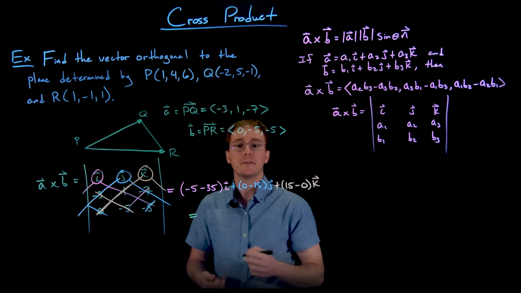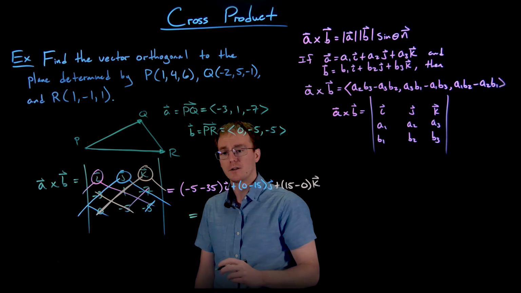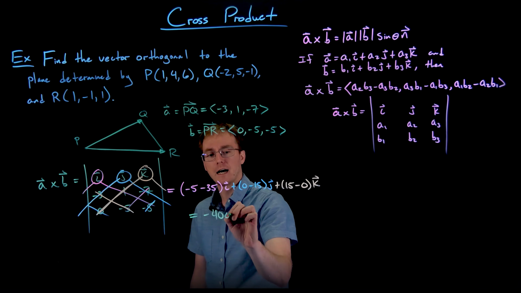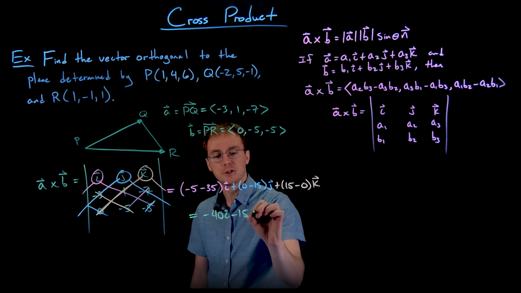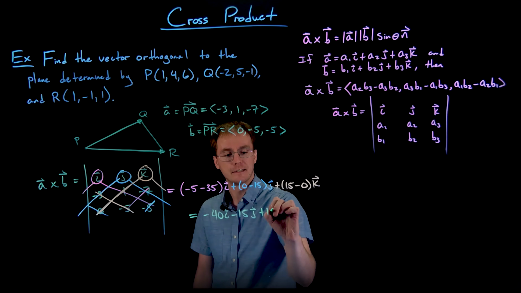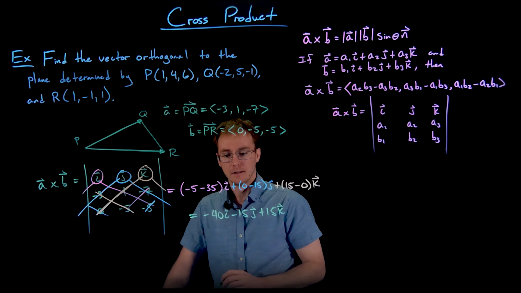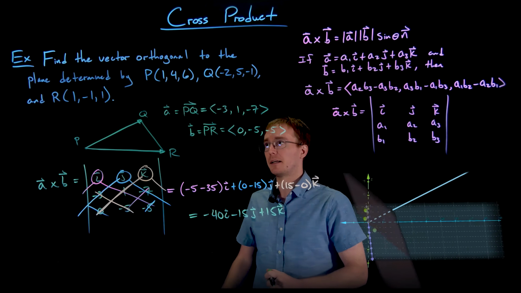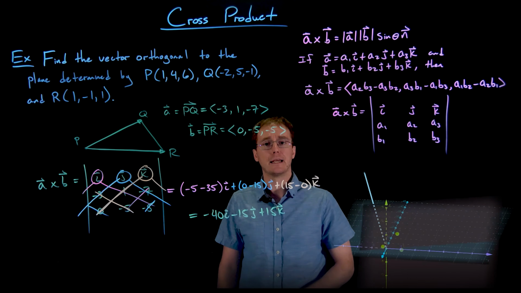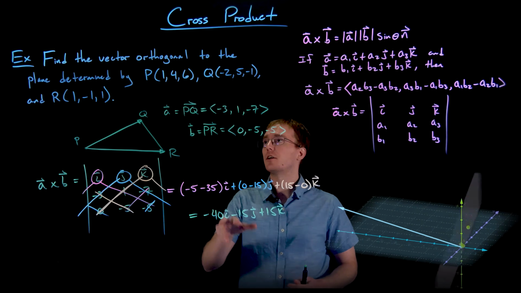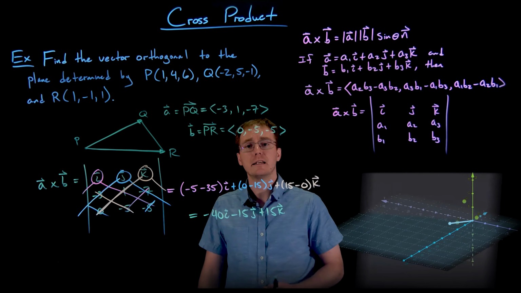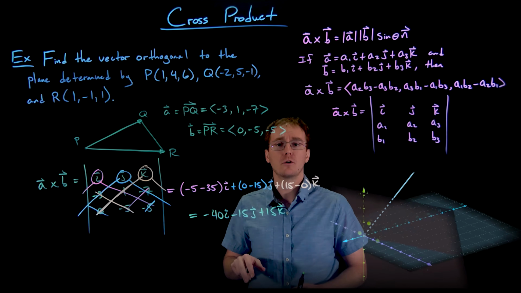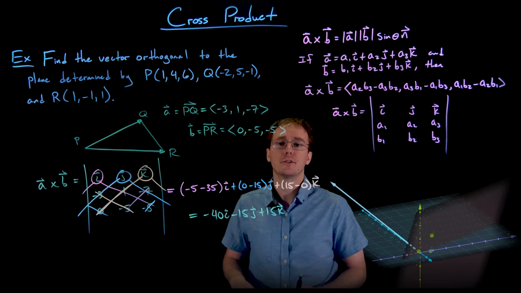So now putting this all together and just simplifying by combining some of these constant numbers together, it looks like our final answer is going to be negative 40i minus 15j plus 15k. That is going to be our vector that is orthogonal to the plane determined by the 3 points given, P, Q, and R. So technically this is not the only vector that is orthogonal to the plane determined by these 3 points, but any other vector that is orthogonal to our plane is going to be parallel to this vector.